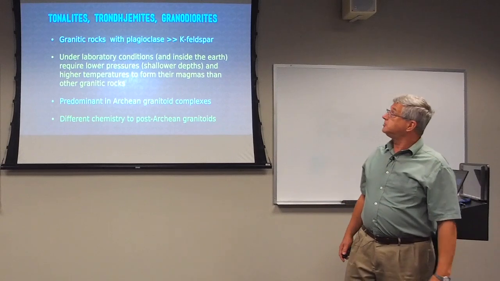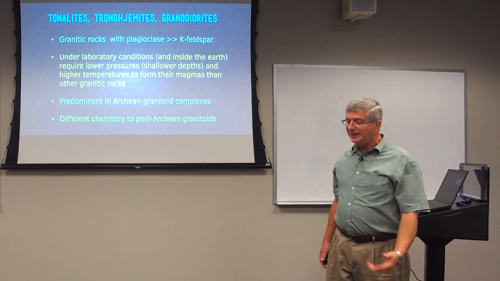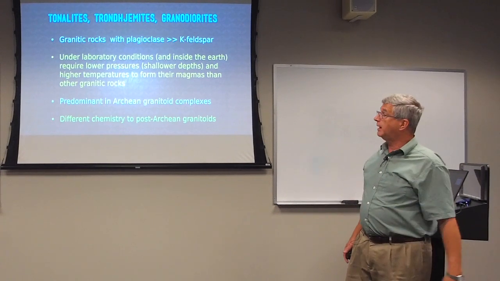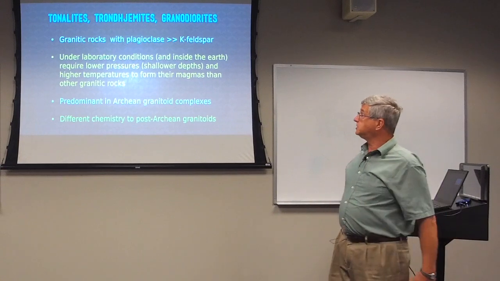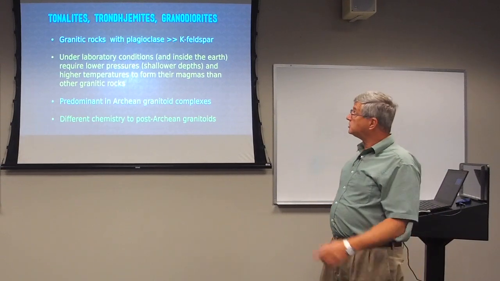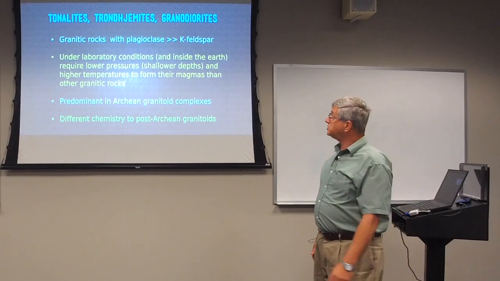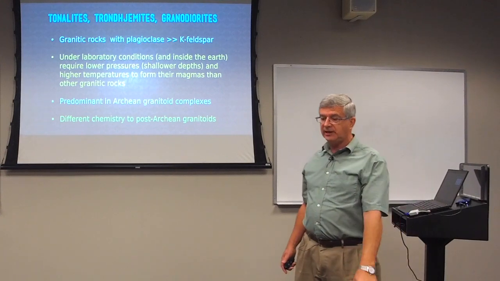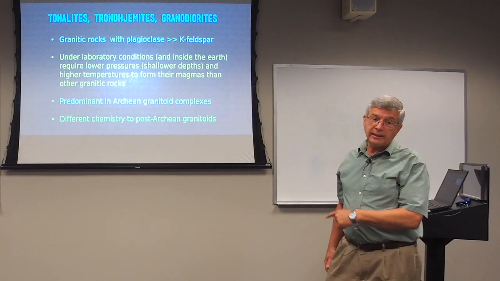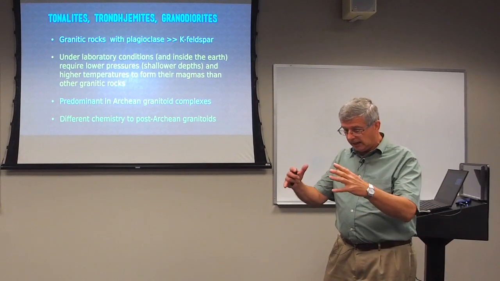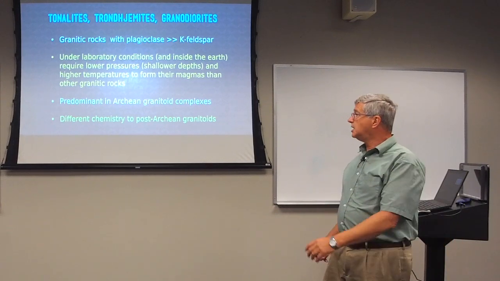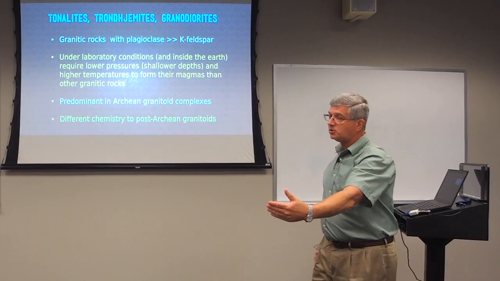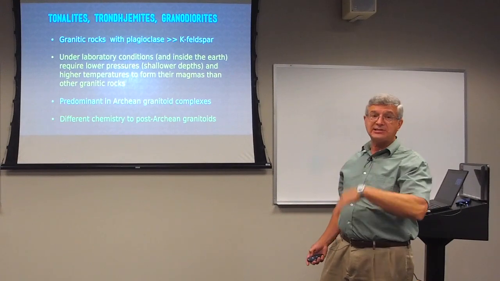What are tonalites, trondhjemites and granodiorites? They're granitic rocks with plagioclase feldspar in much greater abundance than potassium feldspar. Under laboratory conditions, these sorts of granitic rocks require lower pressures, that is shallower depths in the earth, and higher temperatures to form their magmas than other granitic rocks. They're predominant in these early Precambrian foundational core complexes, and they have a different chemistry to similar granitic rocks that are later in the record. So there are some differences.